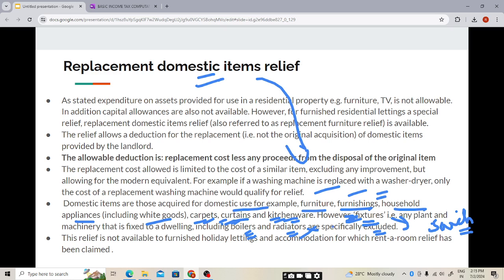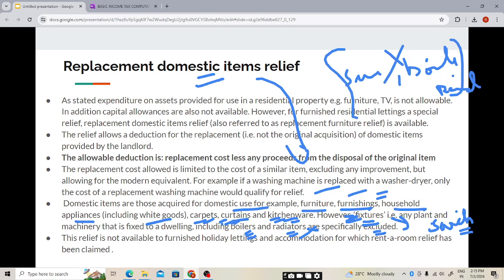What are fixtures? Fixtures are those things which are already fixed in that house, like switchboards, your boiler, your heaters, your radiators. On these items you will not be getting your replacement domestic relief. Clear with this, students? I hope this replacement relief is clear to you all.